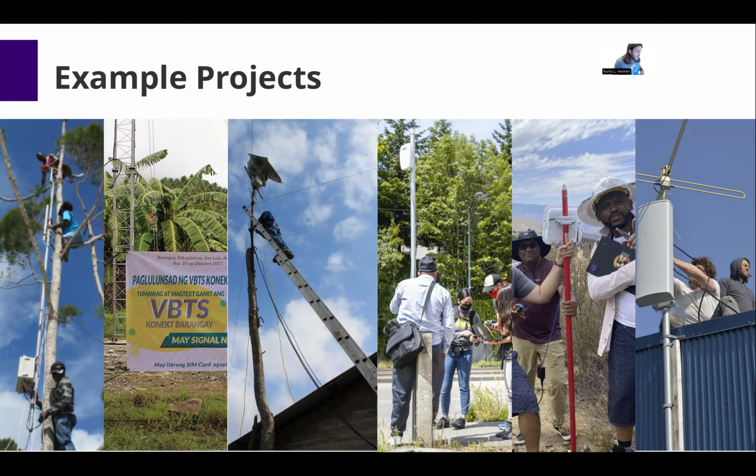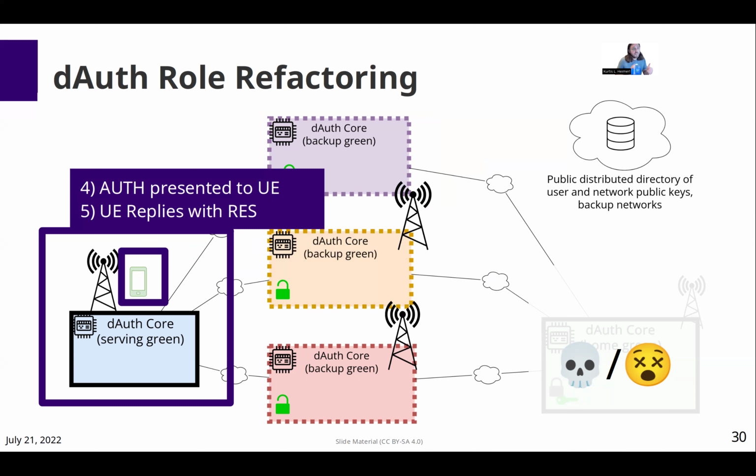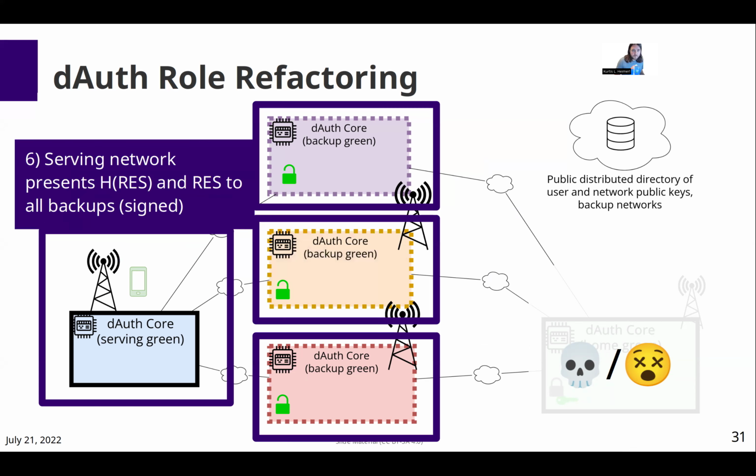So again, the backup they got from the directory. The backup validates that serving network to say that's a valid serving network that we trust, and then returns the authentication and the hash of the expected result. The authentication is presented to the UE, and then the UE replies with the actual result. So again, validating that the UE is who they say they are. The serving network then presents the hash of the result to all the backups that are set up in the distributed directory.